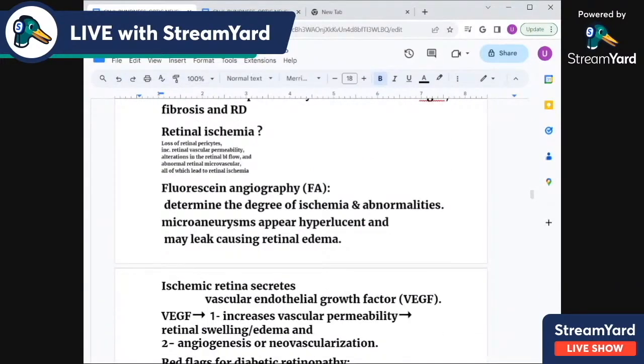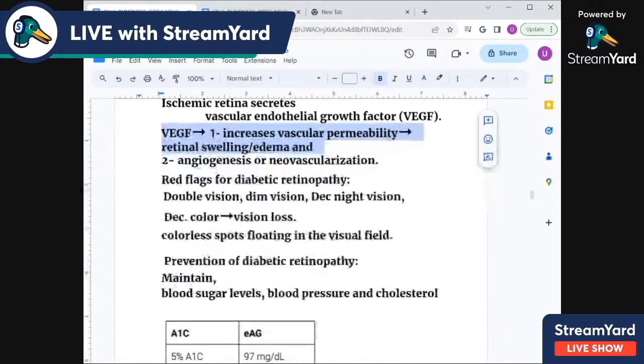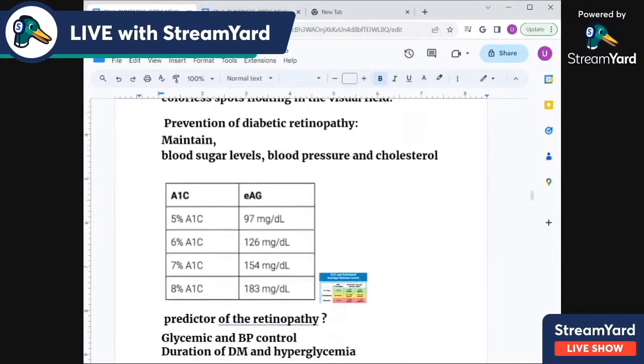Then fluorescein angiography determines the degree of ischemia in diabetic retinopathy. So I already explained what the ischemic retina produces, VEGF, that causes increased permeability, swelling, edema, and increase in visual loss. Then how do we control diabetic retinopathy? By controlling the blood sugar, blood pressure, and cholesterol.